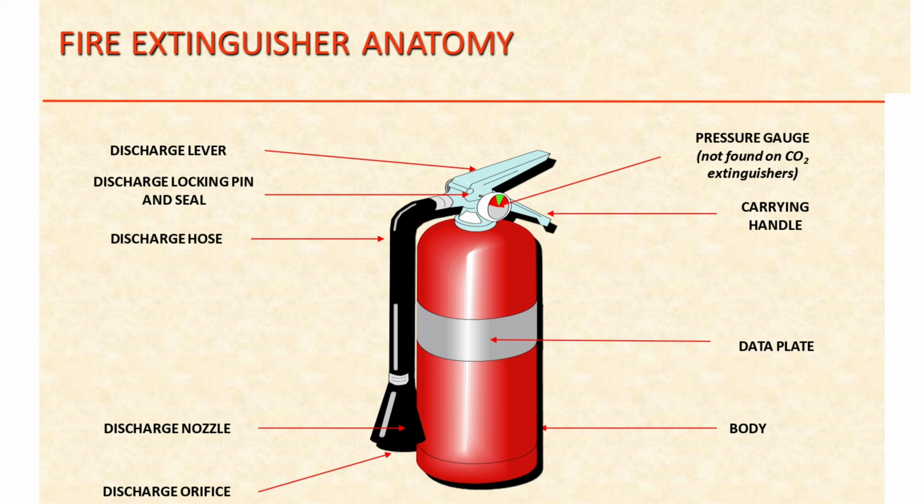Fire extinguisher anatomy: discharge lever, pressure gauge, not found on Code 2 extinguishers, discharge locking pin and seal, carrying handle, discharge hose, discharge nozzle, discharge orifice, body, data plate.